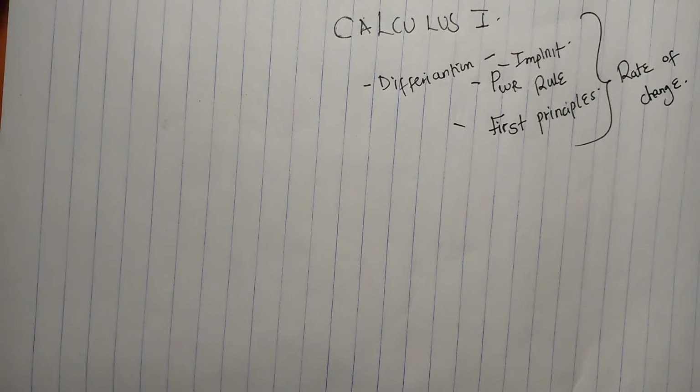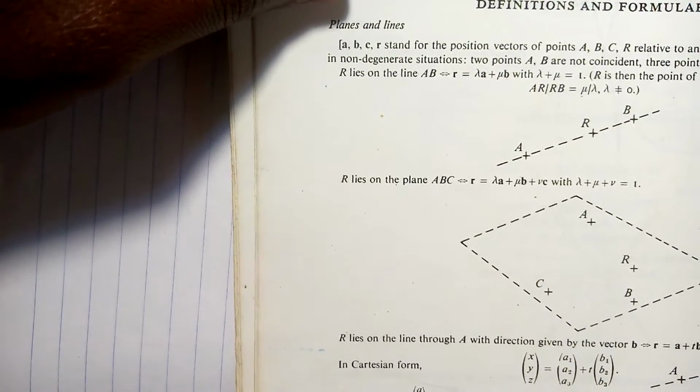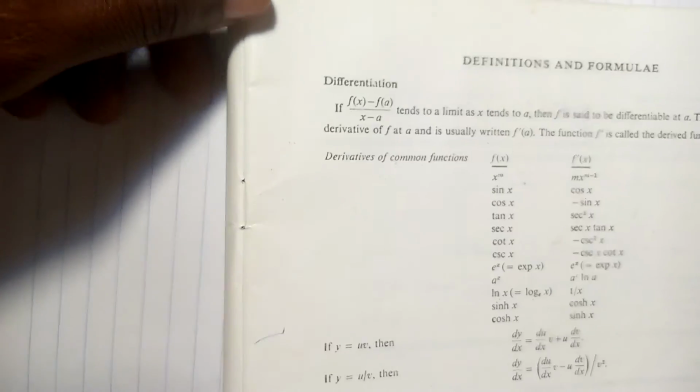So the first thing, let me just introduce you to this book here. This is the SMP Advanced Tables, third edition, by Cambridge. This is the one that we'll be using. And of importance, we'll be using this page here. Yeah, differentiation. This is page 9 of this SMP table.